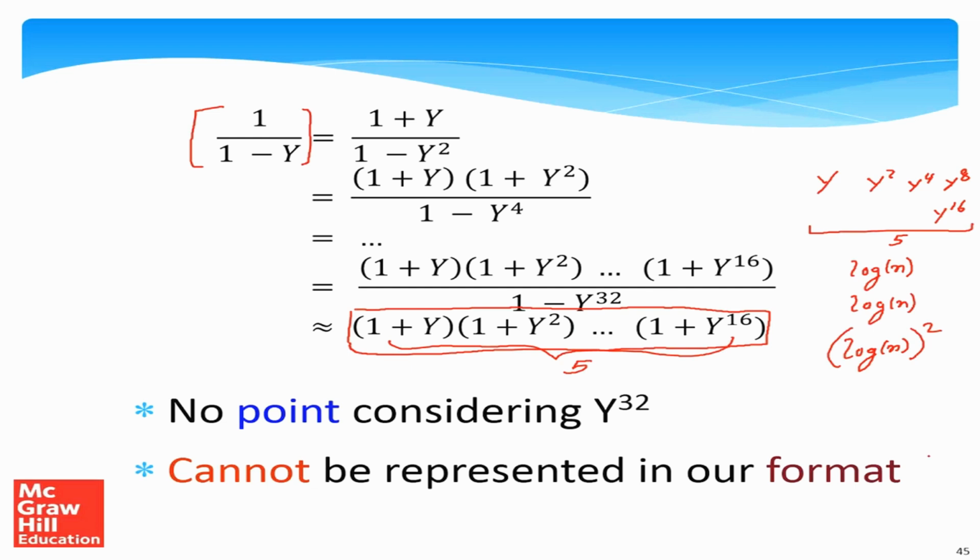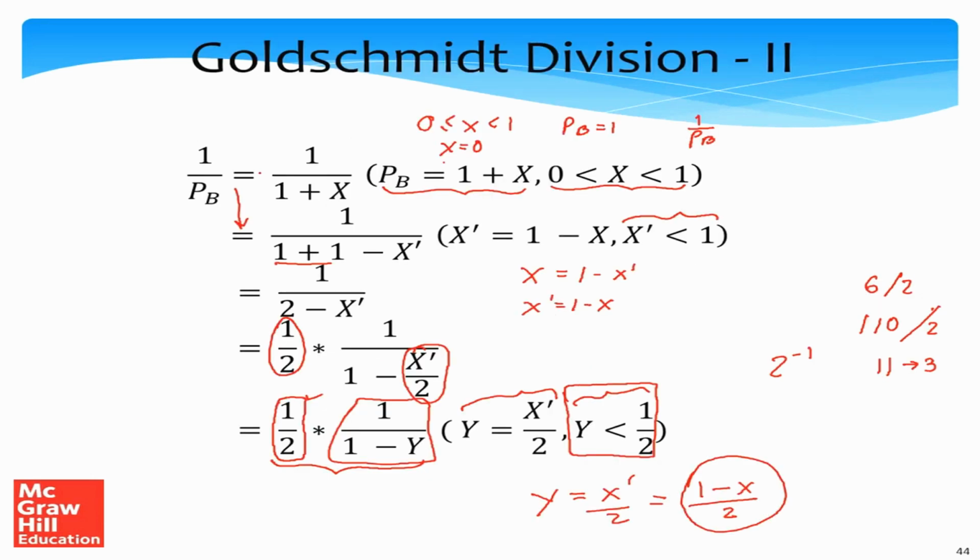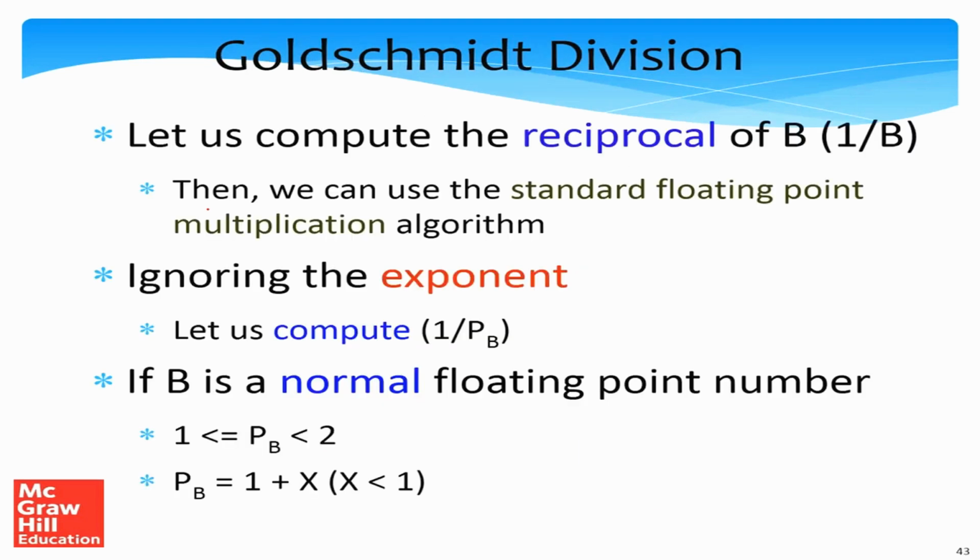So we compute the sum, the product of these 5 terms, and this is our result. Once we have 1 by 1 minus y, we need to multiply it with half, which is the same as right shifting it by 1 position. So this will give us the reciprocal of the significand. Then we again go back, and given the reciprocal of the significand, we'll multiply it with the significand of a.